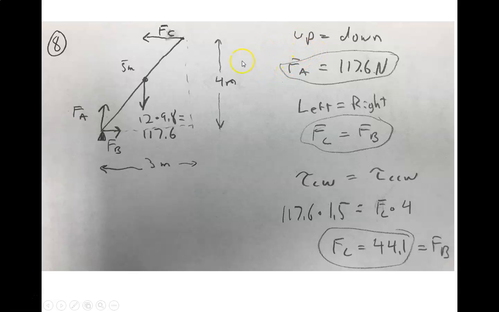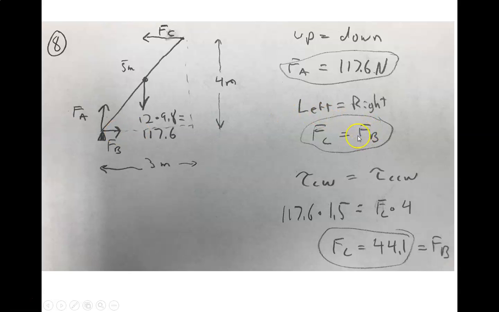So the first thing we're going to say is ups equals downs and lefts equals rights. Ups, I've got force A, and I've got one down, which is my weight, which is 117.6. So I know one force right off the bat. That was easy. The next step is left equals right. So F_C equals F_B. I've only got one left and one right, so they have to be equal.